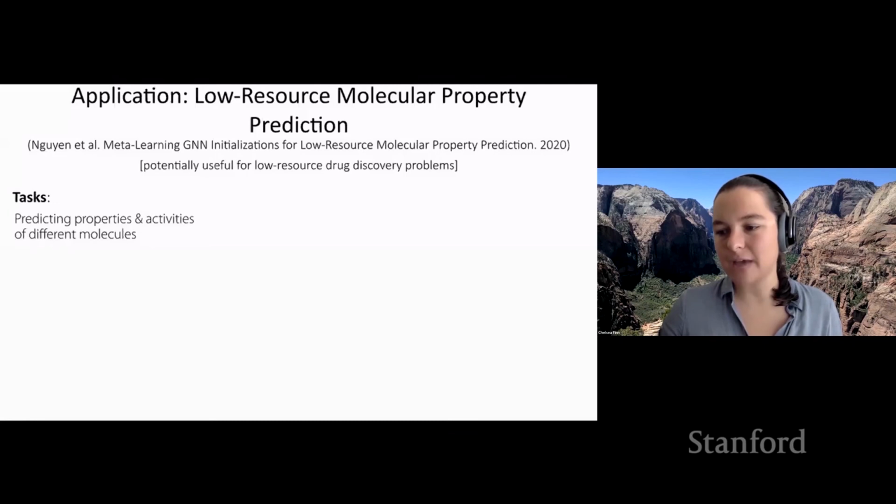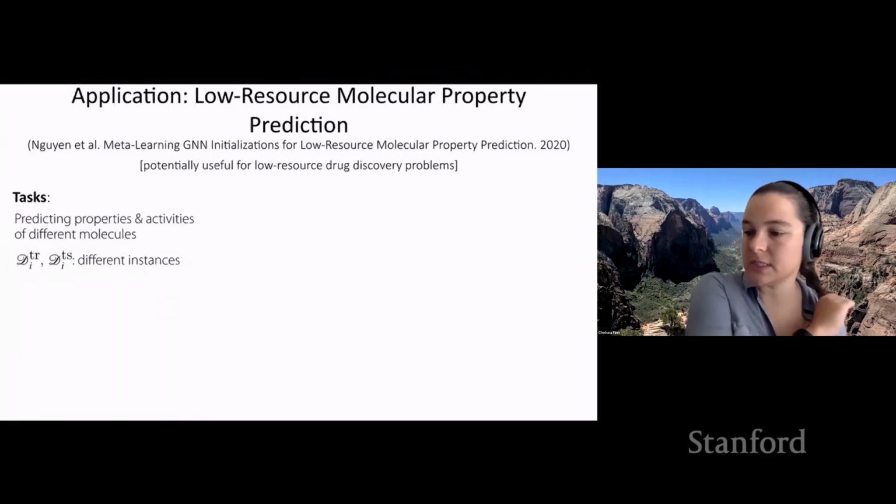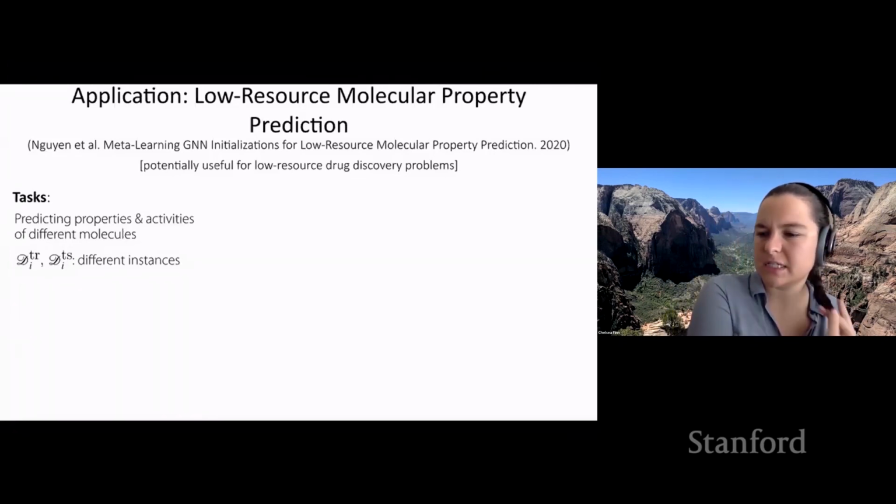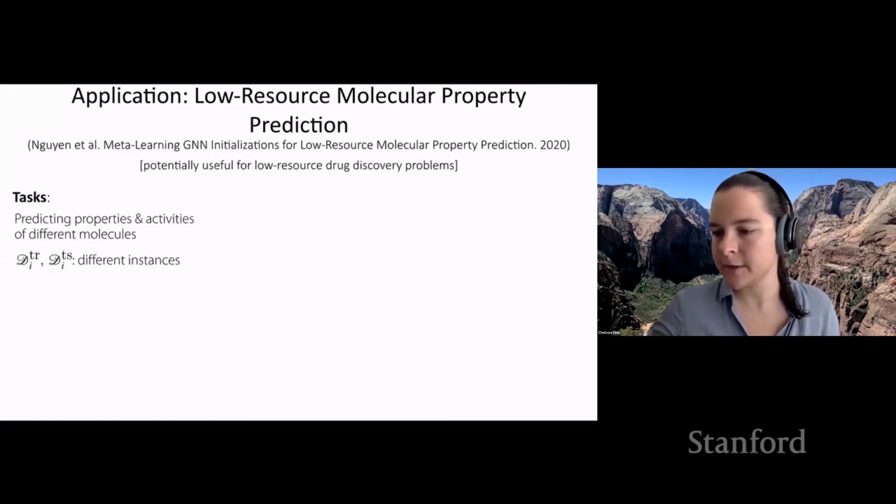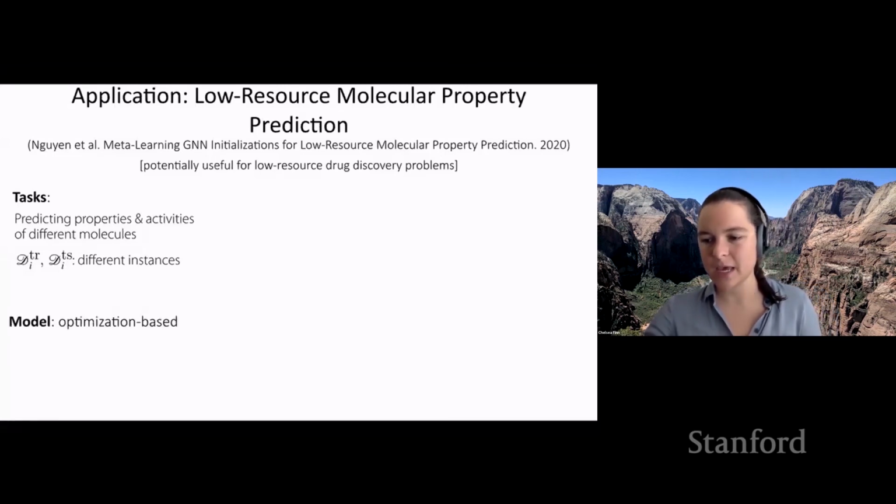And so different tasks correspond to predicting the properties and activations of different molecules. And dtrain and dtest correspond to different instances, I think, of different molecules and potentially different circumstances, although it was difficult to find some details on this in the paper. But if you dig a bit further, it might be a little bit more clear exactly what dtrain and dtest correspond to. And then the model in this case is optimization-based.